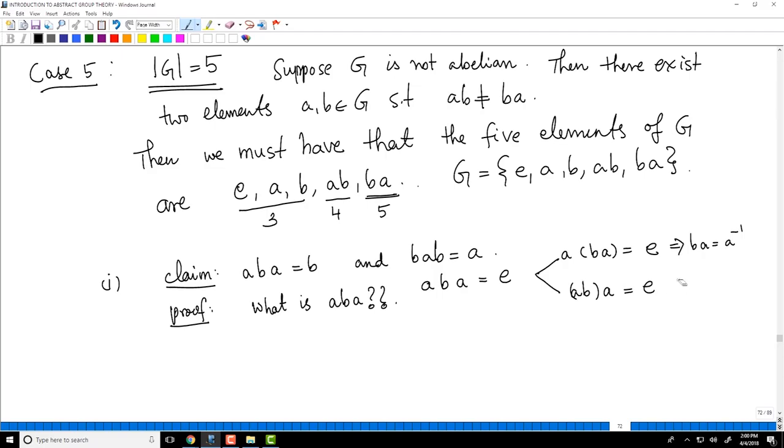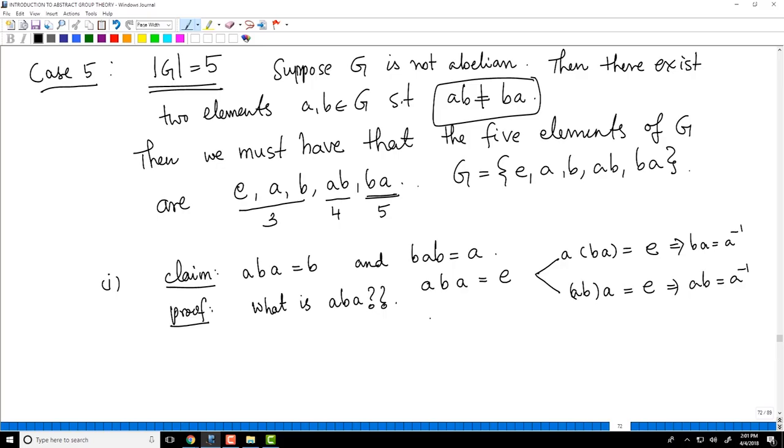And here AB is A inverse, right. This equation suggests that BA is A inverse, and this equation suggests that AB is A inverse. But remember, when we discussed properties of groups in an earlier video, we have shown that A inverse is unique. For any element in a group, the inverse is unique, but A inverse is both BA and AB, which means that AB is equal to BA, which is not the case. So ABA cannot be E.